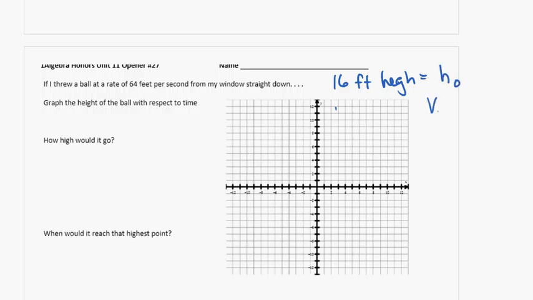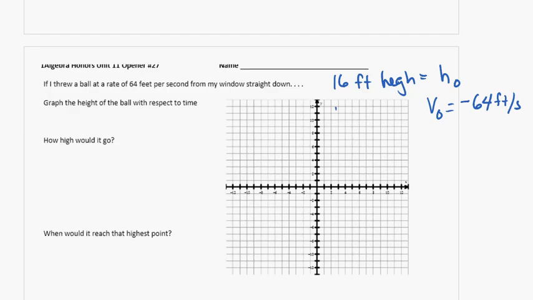And now we're generating an initial velocity of 64 feet per second downward. So downward I'm going to regard as negative 64 feet per second. If it were up, it would be positive, because gravity, again, is pulling downward. So that's our negative direction.